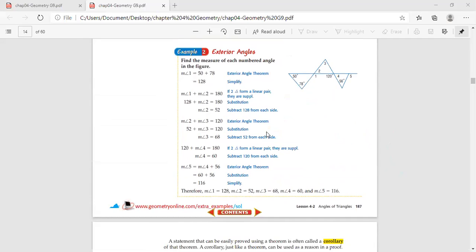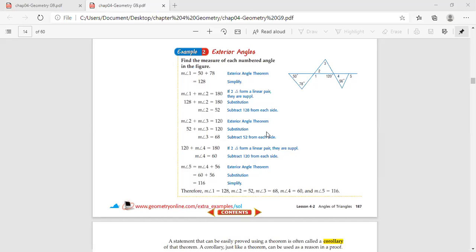Look at this question. What is the measure of angle 1? Angle 1 is 50 plus 78, because angle 1 is an exterior angle. So it will be equal to the two remote angles, which is 50 plus 78, the non-adjacent interior angles. Then the measure of angle 1 equals 128.